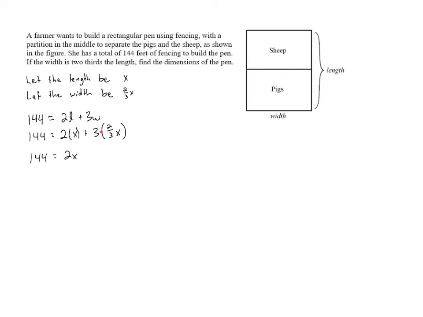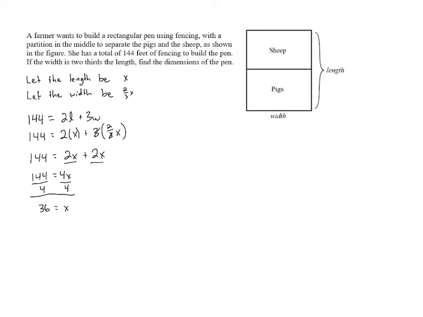So what we're going to do is multiply the 3 times 2/3 first. 3 times 2 gives us 6, and 6 divided by 3 gives us 2. And then when we take that 2 and multiply it by x, we get 2x. Effectively, those 3's cancel. Now we've got a simpler equation and we can solve. When we combine like terms on the right, that gives us 4x. So we have 144 equals 4x. And to get x alone, we divide by 4. 144 divided by 4 is 36. So we get 36 equals x.